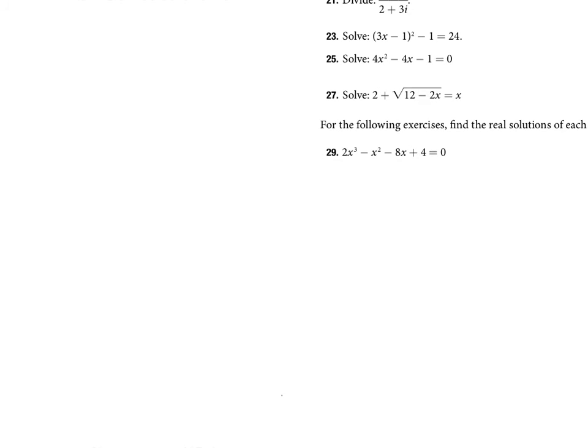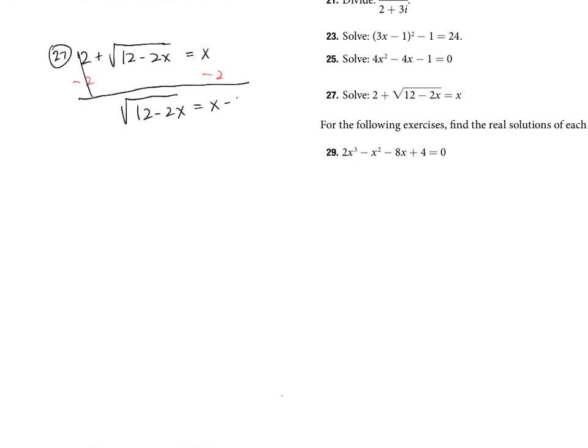Number 27. So 27, we have 2 plus the square root of 12 minus 2x is equal to x. So we want to get the square root by itself. So first we're going to start out by subtracting 2 from both sides. So we have the square root of 12 minus 2x is equal to x minus 2. Now that we have the square root isolated, we're going to square both sides of the equation to get rid of the square root.